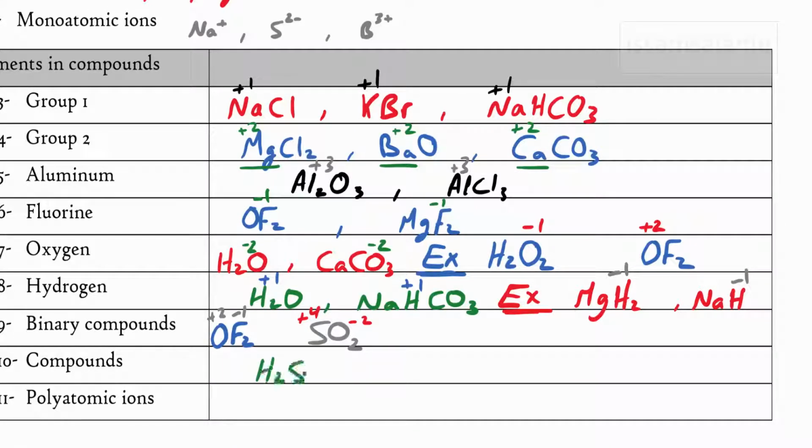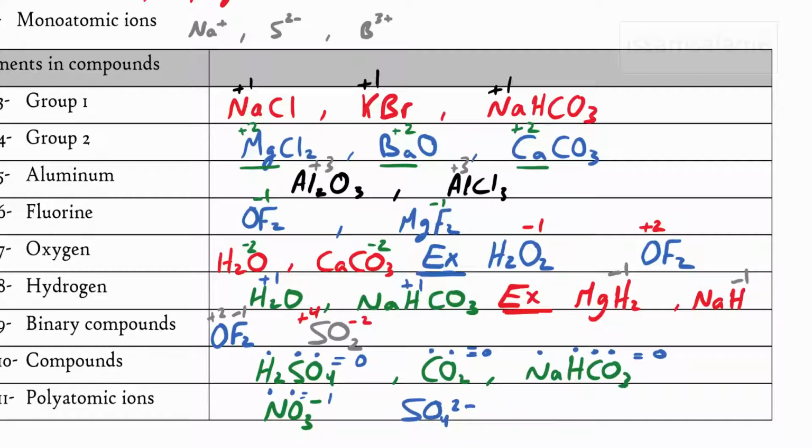Now rule 10 about compounds. Compounds like these, the summation of the oxidation numbers of all the elements in these compounds is equal to 0. And rule 11, which is about polyatomic ions, the summation of the oxidation numbers is equal to the charge on that polyatomic ion. It's different than compounds. Here it's equal to the charge.